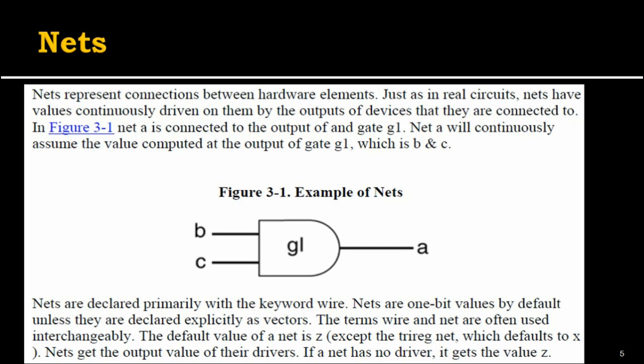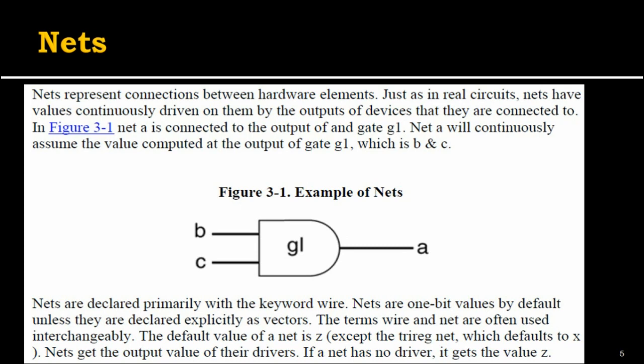Generally, what is a net? A net is an interconnection. Okay, consider the internet. The internet connects the entire world. So here a net represents the connection between hardware elements. Just as in a real circuit, nets have values continuously driven on them by the outputs of the devices they are connected to. So nets means the wire.